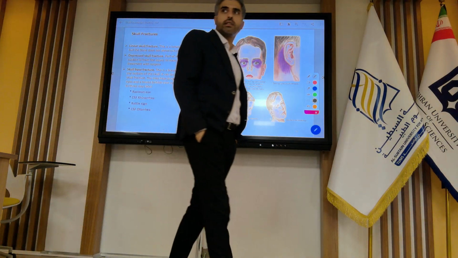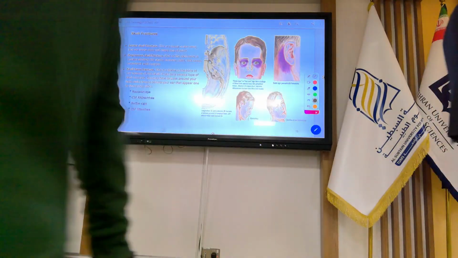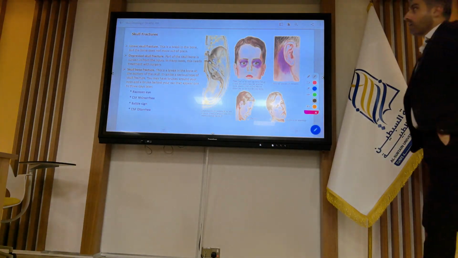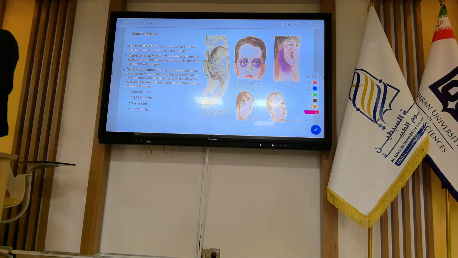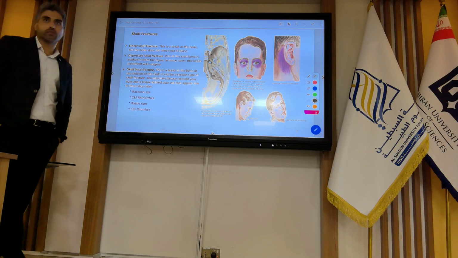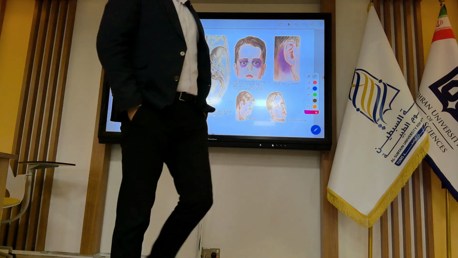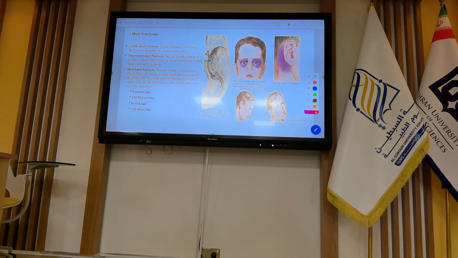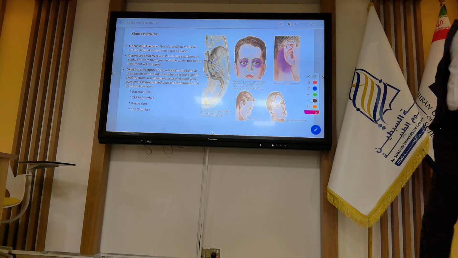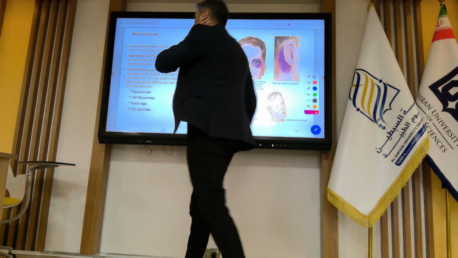So guys, let's see some pictures of skull fractures. Skull fractures usually happen in an accident or falling down, in some trauma related to the head and neck. So it has three types. One type of skull fracture is linear.